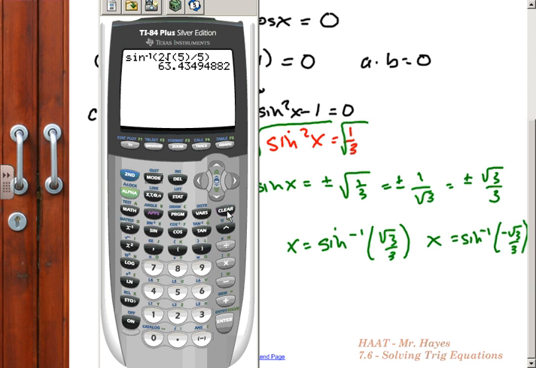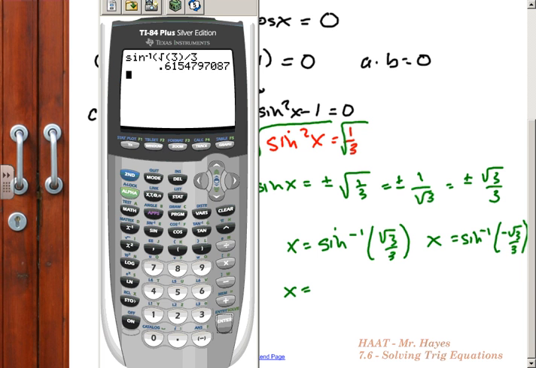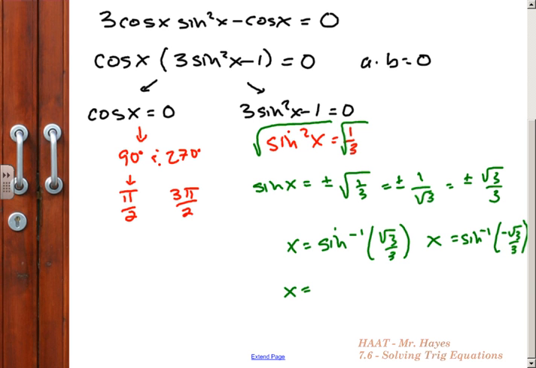So inverse sine, clear this out so we don't get confused. Inverse sine of square root of 3, close your parentheses, divided by 3. Enter. Okay. X here, sorry, 6 points. They usually have you go to 3 or 4 decimal places, so we'll do 3. 0.615. A couple of things to remember on a unit circle.